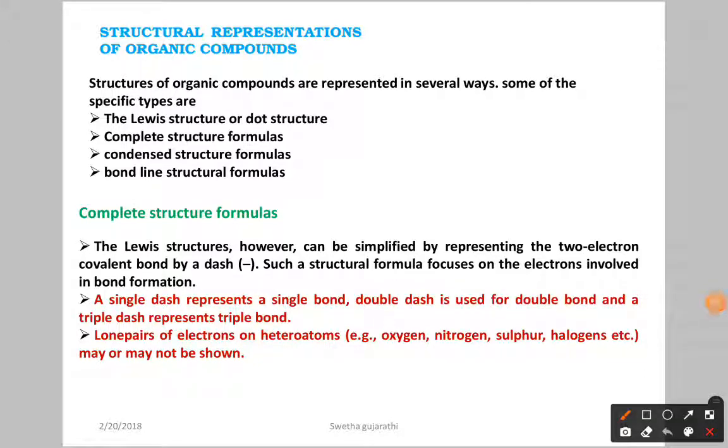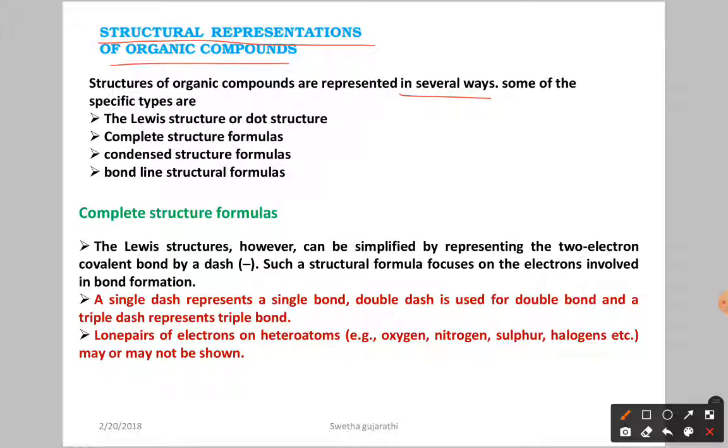Hello students, our next topic is structural representation of organic compounds. Here we already know we have some organic compounds, okay? How are you going to represent them? We have several ways to represent the structure of an organic compound, and in that we have some specified types.